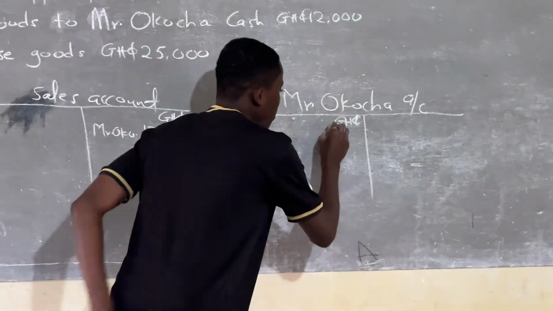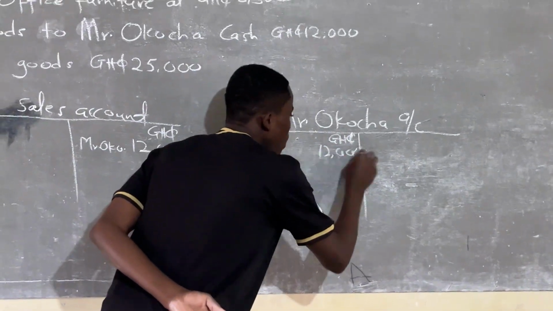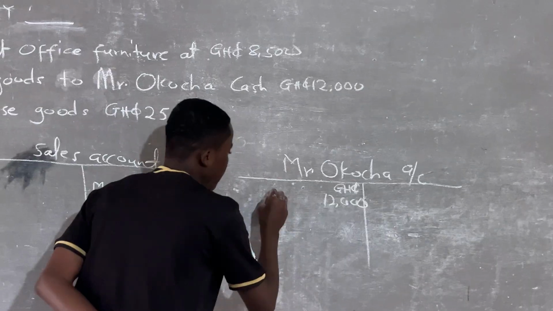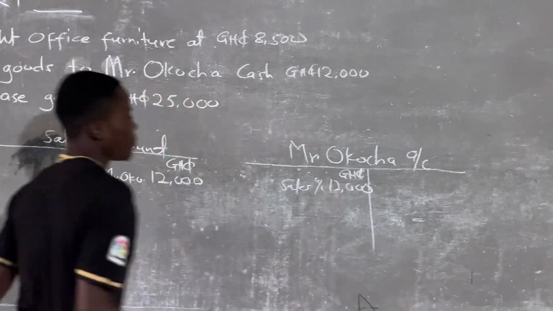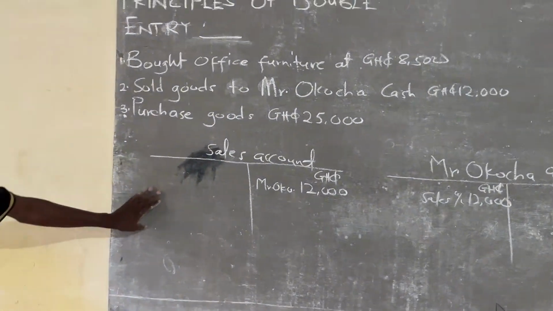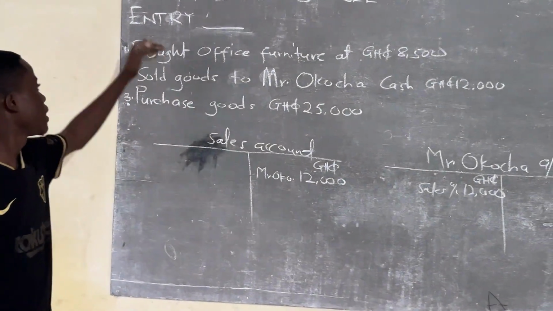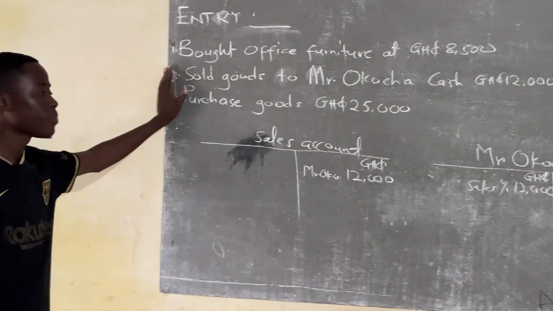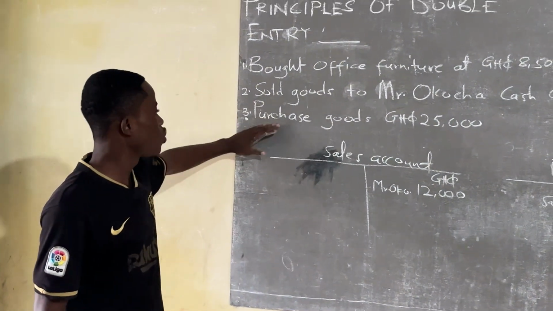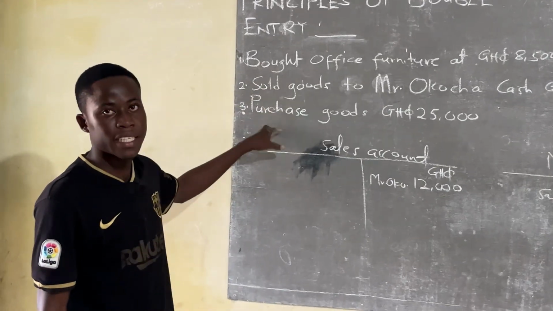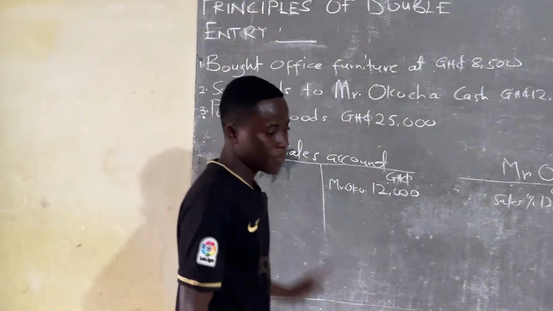We have 12,000 which is debited to Mr. Okocha account, and then the narration will be sales account. Now, this is for the second transaction. Per this explanation, I hope we can try our hands on the third question.